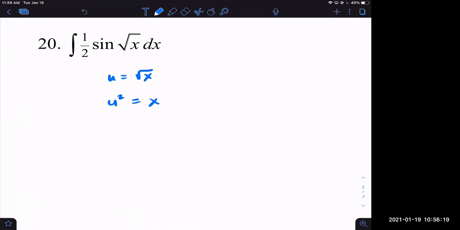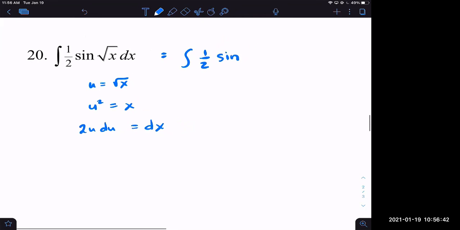So now if we take the derivative, we get 2u du equals dx. And again, most of the time when I start an integration question, I don't know if this is going to work. I just make a guess at one of the methods and hope that it works out. So I was at a loss of what to do, so I thought I would try this. Now I try to make my substitutions. So I have the 1/2, I have sine. In place of root x, I can write u. And in place of dx, we can write 2u du.